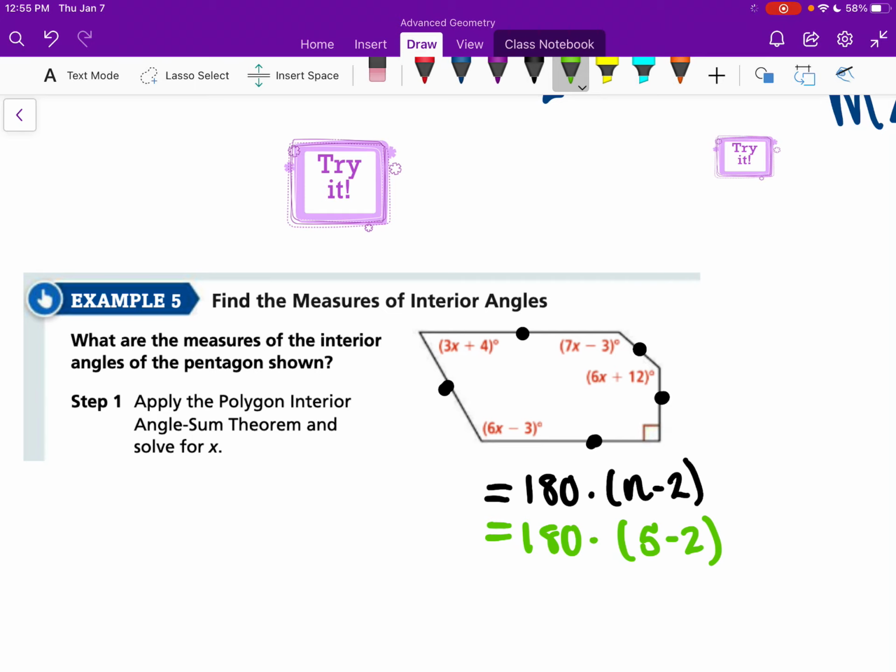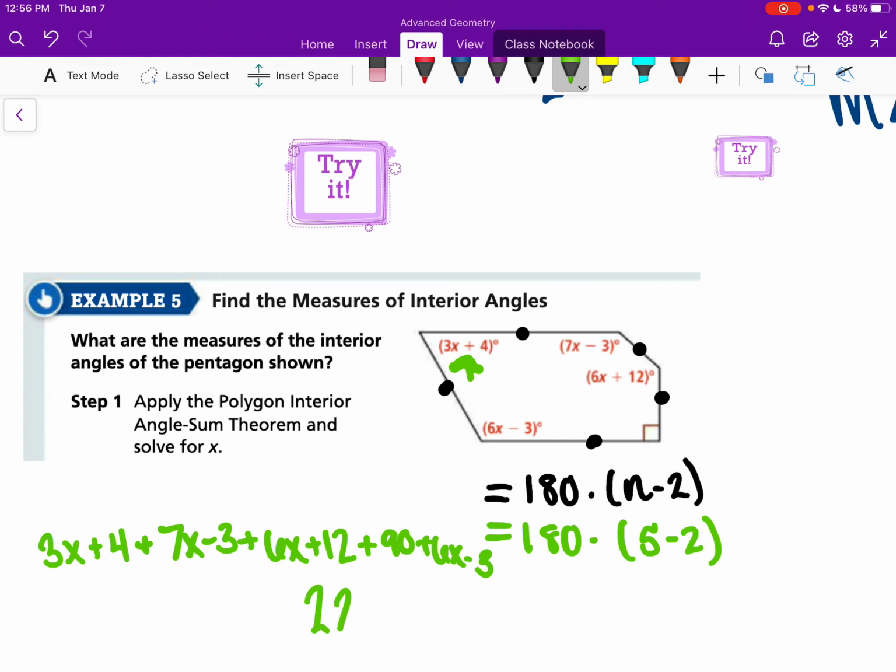When we add up all the other angles, let's add them up. I'll start here with 3x plus 4. So 3x plus 4 plus 7x minus 3. We know this because the word sum means to add them all up. 6x plus 12 plus 90, nice, a number, plus 6x minus 3, equals 180 times 5 minus 2. Okay, we now can go through and we can combine those like terms and those constant terms, and we should end up with 22x plus 100.